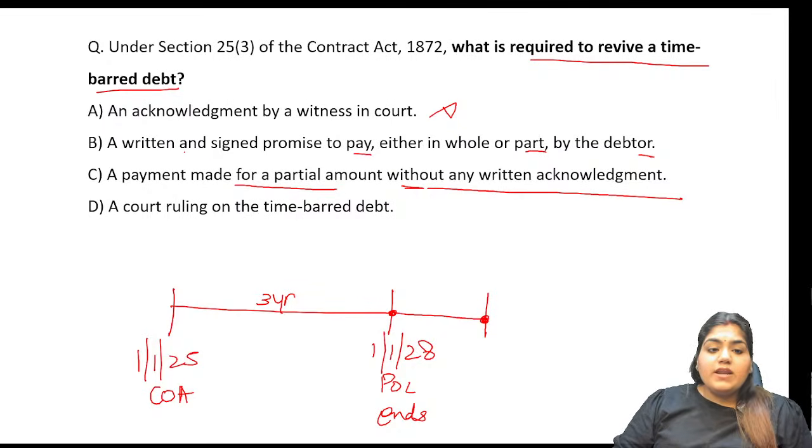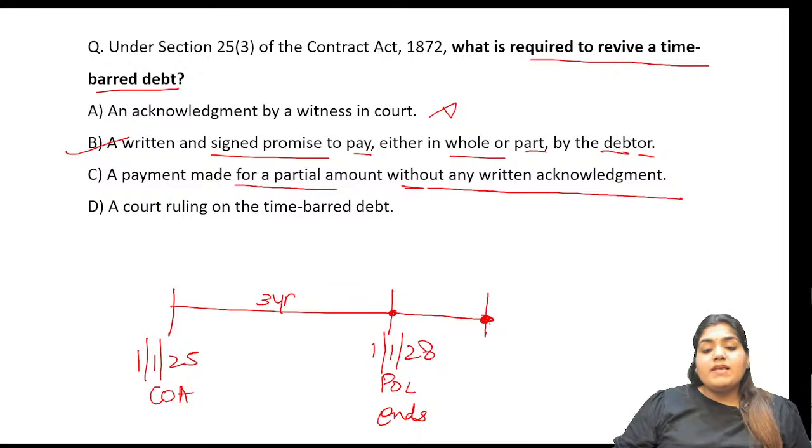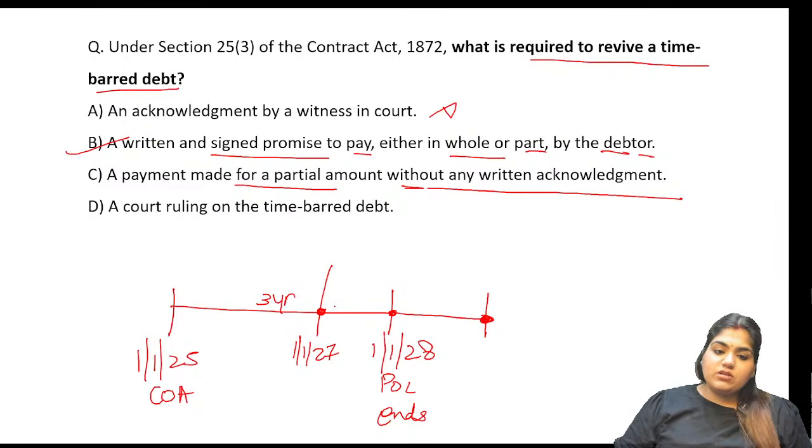Here, the written and signed promise to pay either in whole or in part by the debtor will revive the debt, because the moment the new contract is made, this will start your new cause of action. Even if you pay something after the time bar, you will not get anything. You cannot get a right again. If I make the payment before the expiry of the time, if I make the payment on 1/1/2027, this will revive my time period. This will start a new period of limitation. From here, there will be a new limitation period until 1/1/2030. I'll get time to file a case.